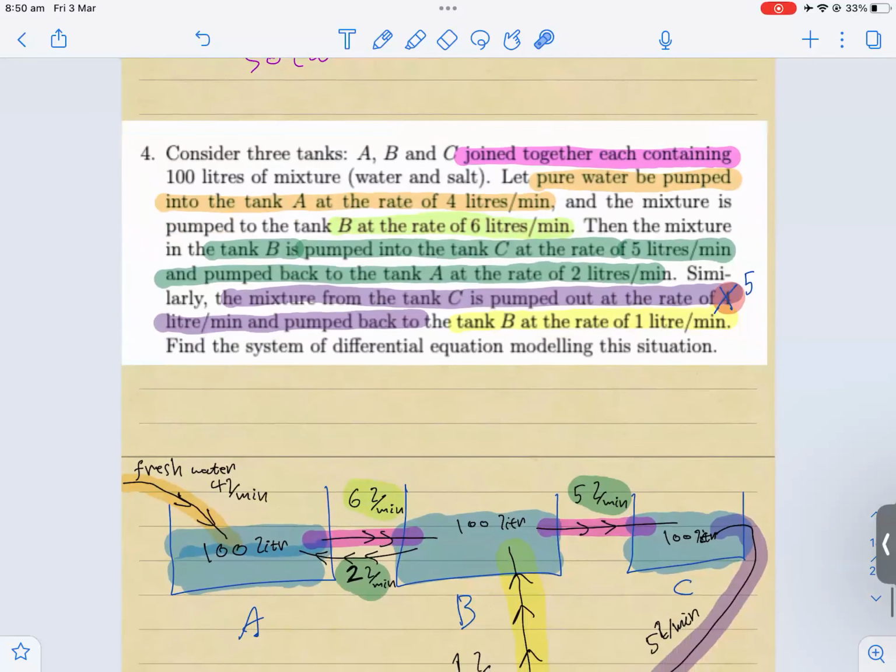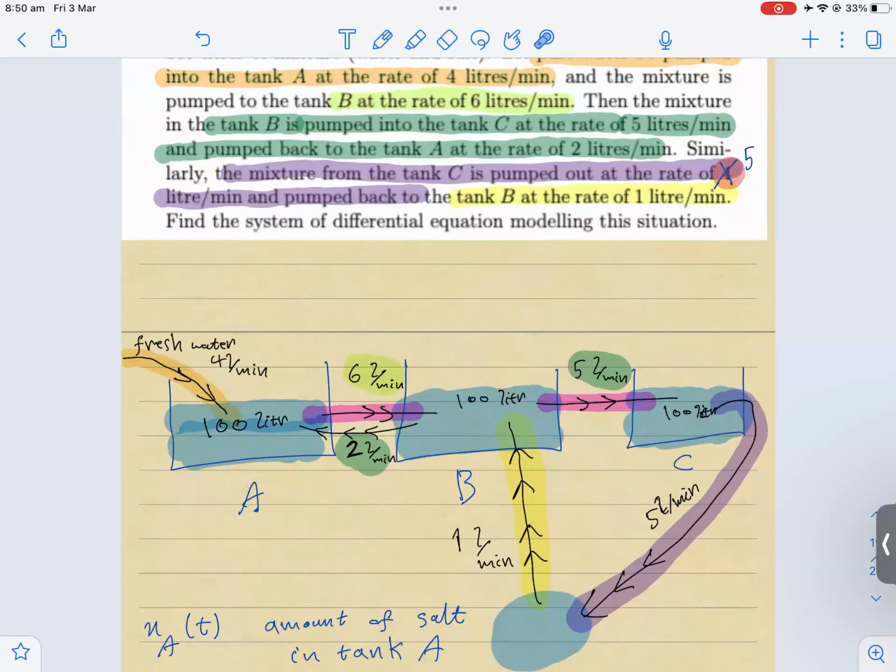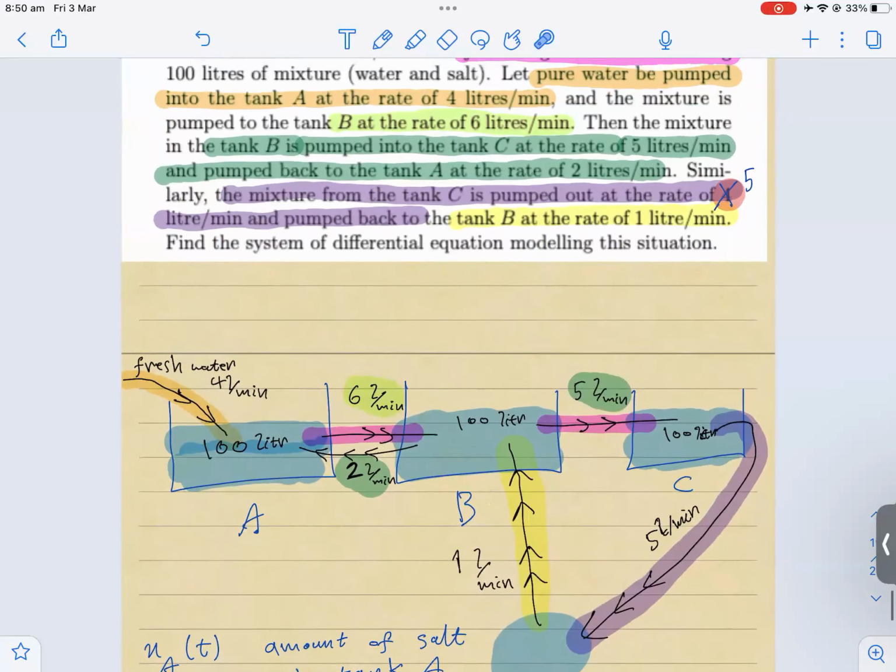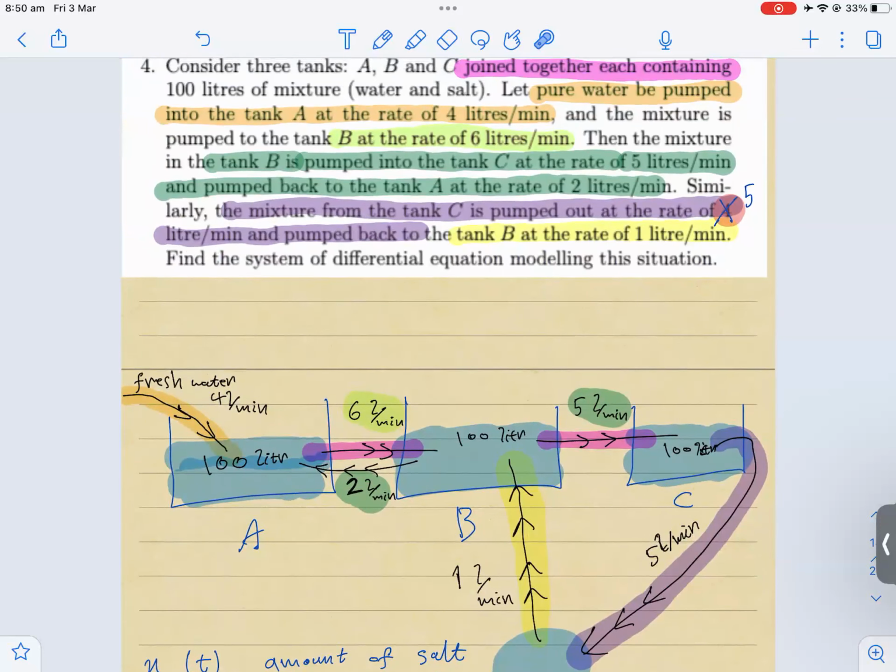Sorry. So this time, unlike question 1, we have 3 tanks joined together, tank A, B, C. The pink one, I have shown it with this pipe here and this pipe here. Each of them has got 100 liters.